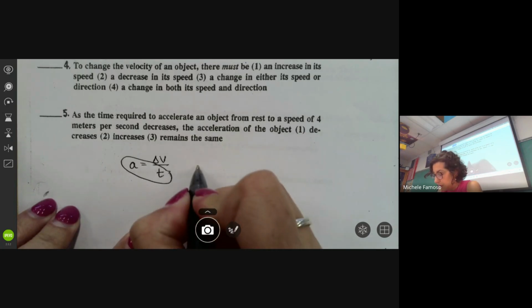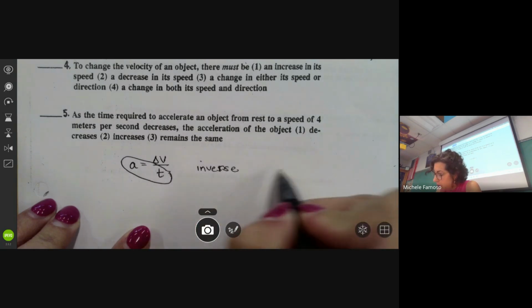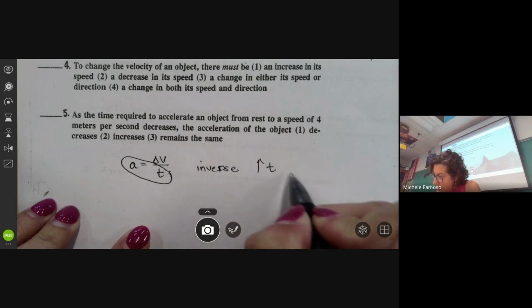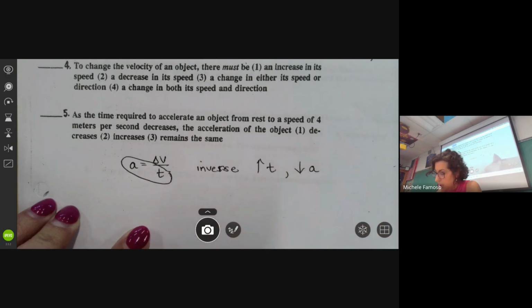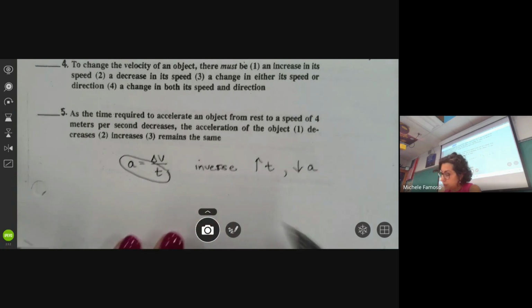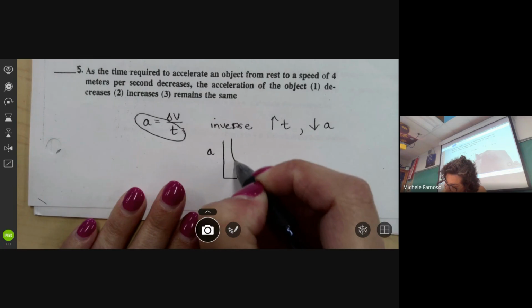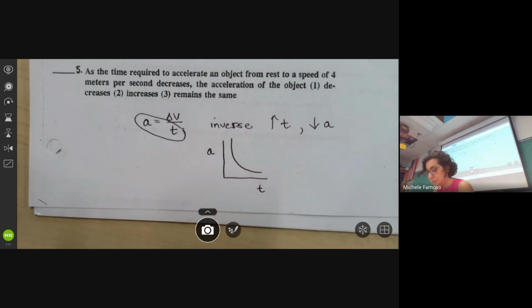These 2 variables have what we call an inverse relationship, which means as the time goes up, the acceleration will go down. The longer it takes you to accelerate to a particular speed, the smaller your acceleration will be. This is what we call an inverse relationship. So if I were to make a graph of the acceleration versus the time, I would see a hyperbola. The correct answer is 1, yes.